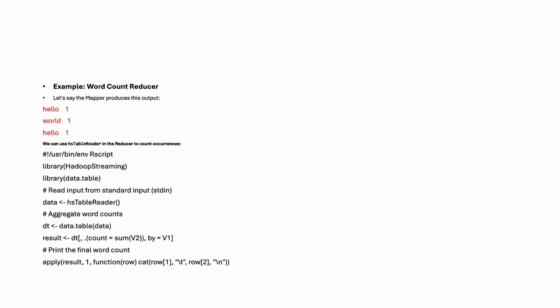Then we are importing the Hadoop streaming library from here. We are having the data in the format of table dot data. Then we are reading the data as we have seen previously. The hs table reader function will be there, and to convert it into a data table, we have the DT function here, and the result will be stored in this type of format. And we are applying the result function cat on column 1, and it will show the records.